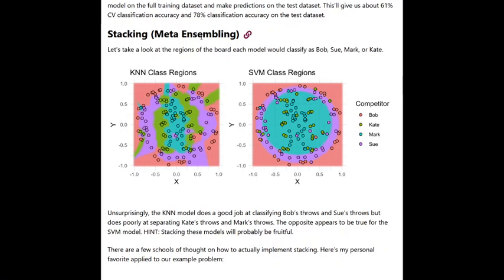Now, stacking, meta ensembling. Let's take a look at the regions of the board each model would classify as Bob, Sue, Mark, or Kate.